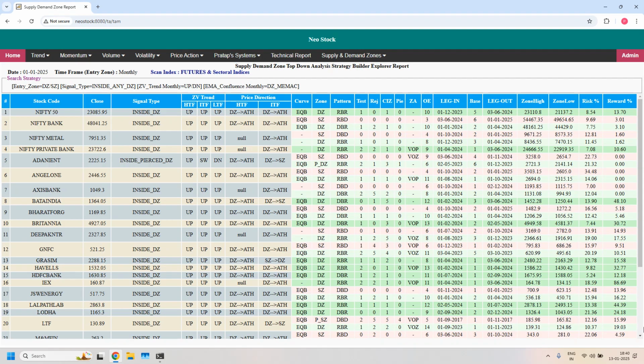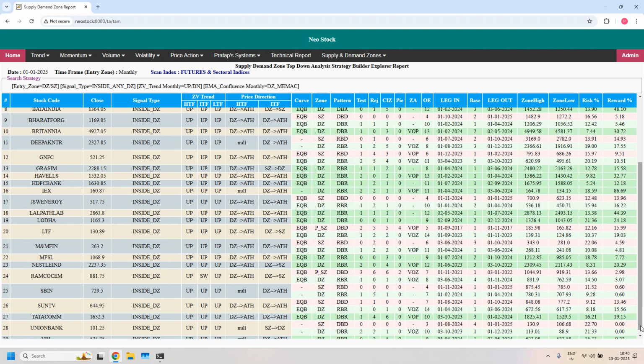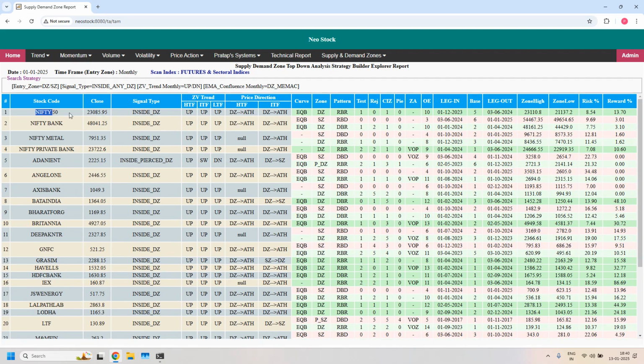First 20 stocks in the list. I am scrolling the list down. So total 29 stocks are filtered. Did you notice? Nifty and BANKNIFTY both are inside the monthly demand zone, and these monthly demand zones are having monthly EMA confluence.